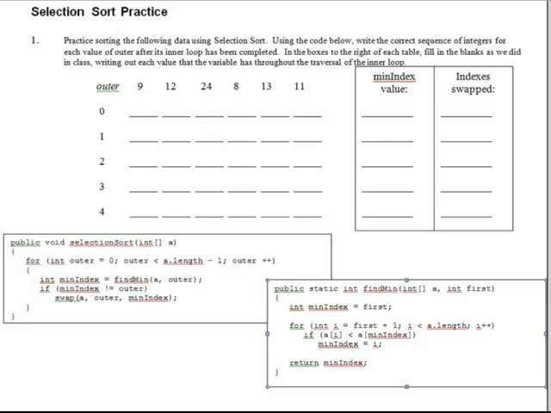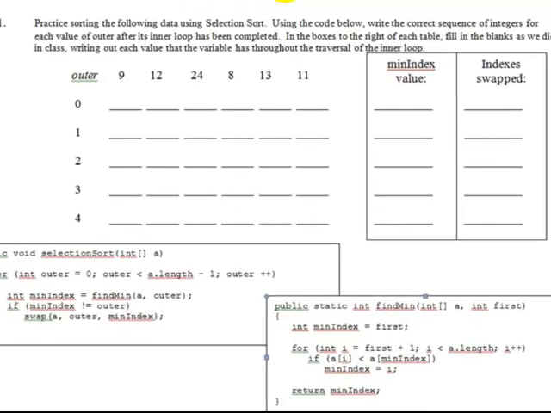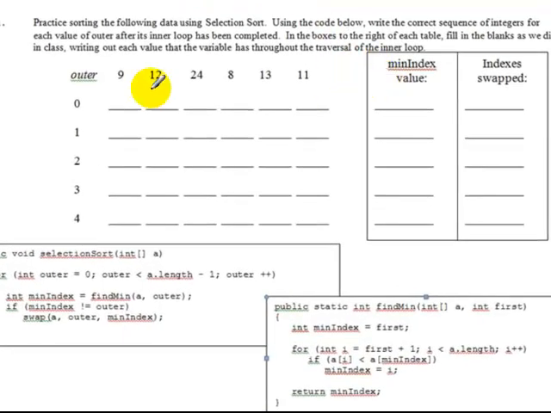I want to model the expected show of work on the homework problems and on tests or quizzes. So for selection sort, we are going to keep track of the final values after one traversal through the inner loop, just like we did for bubble sort, but we're going to also keep track of the value of min index and track it as it changes and which indexes were swapped.